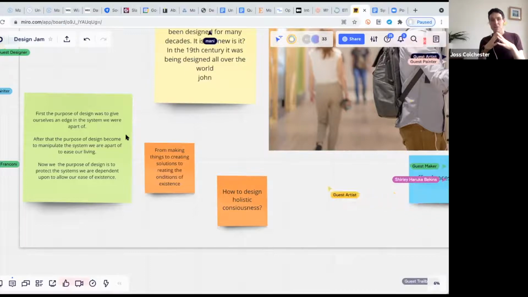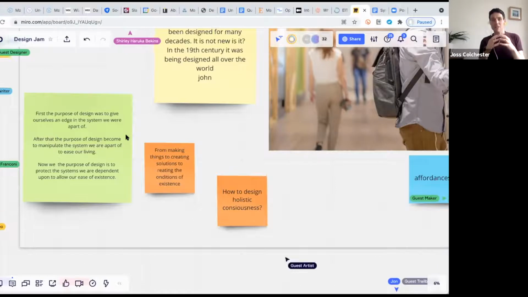So first, the purpose of design was to give ourselves an edge in the systems we're a part of. After that, the purpose of design became to manipulate the system we're a part of to ease our living. Now the purpose of design is to protect the systems we're dependent upon to allow our ease of existence.